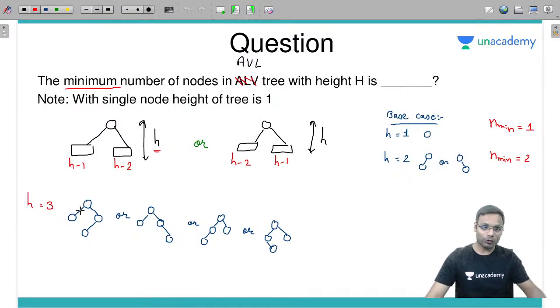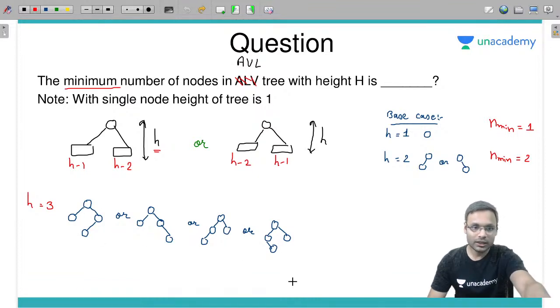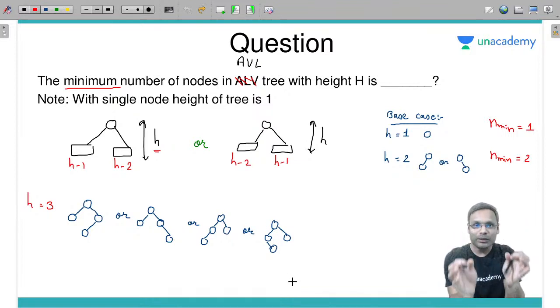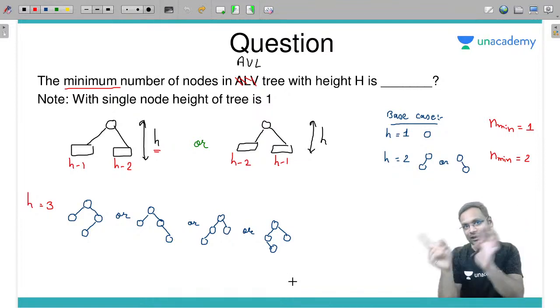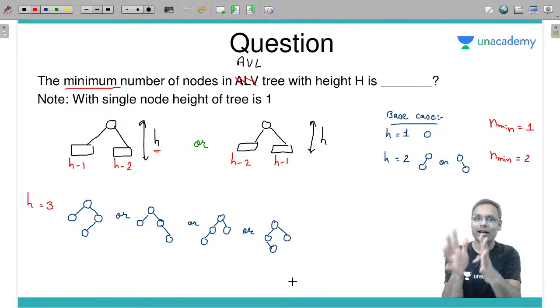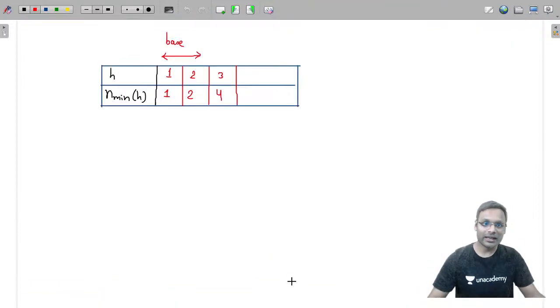How can you say 4 nodes? One side height h minus 1, one side height h minus 2, whichever side you want. One side AVL tree of minimum nodes with height h minus 1. One side minimum node AVL tree of height h minus 2. How many nodes are in both? Calculate: 1 plus 2, total 3, and the root is 1 node, 4 nodes total. If you want to take height 4, how many nodes will there be? One side h minus 1 is 4, one side h minus 2 is 2, 4 plus 2, 6, plus 1, 7 nodes minimum with height 4.